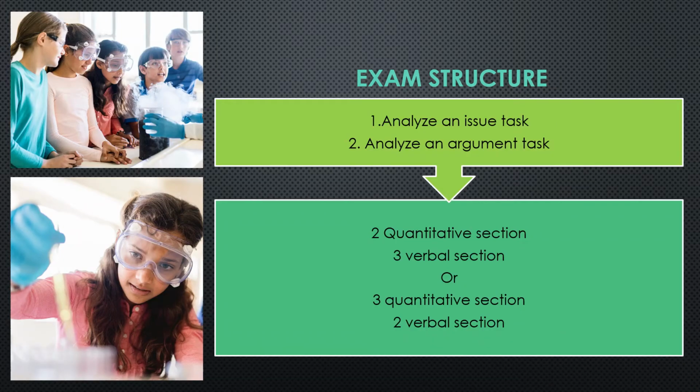So the exam structure will be as follows. The very first section that you will be facing will be analytical writing, where you will be asked to solve two questions. The first question will be an analyze an issue task, and the second one will be an analyze an argument task. Following the analytical writing section, you will be asked to solve either two quantitative sections and three verbal sections, or three quantitative sections and two verbal sections.